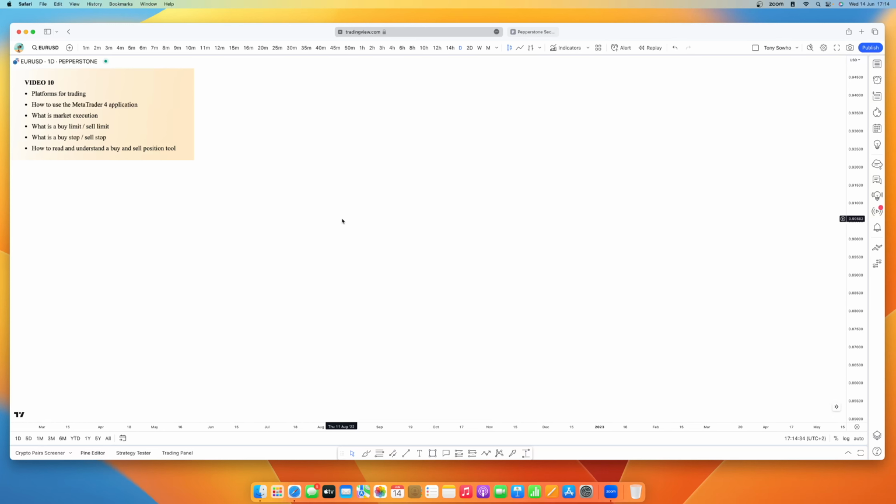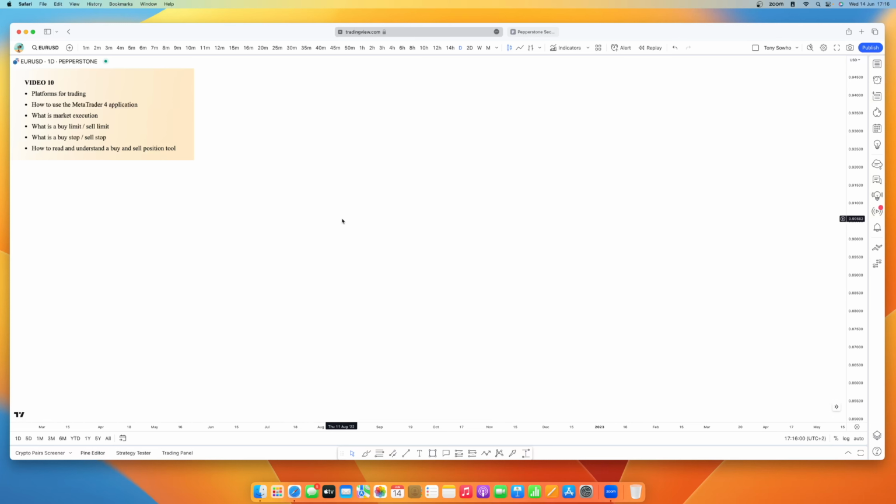What is market execution? What is a buy limit / sell limit? What is a buy stop / sell stop? How to read and understand a buy and sell position tool. So this last one, how to read and understand a buy and sell position tool, I'm going to be coming back to the TradingView website here so I can show you the long position for a buy, and then short position for a sell.